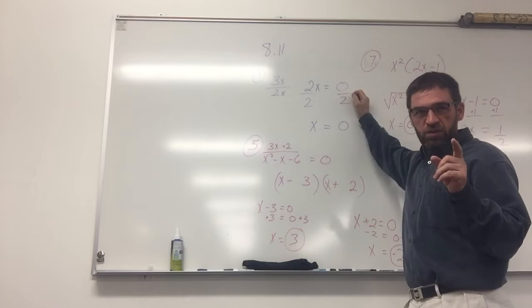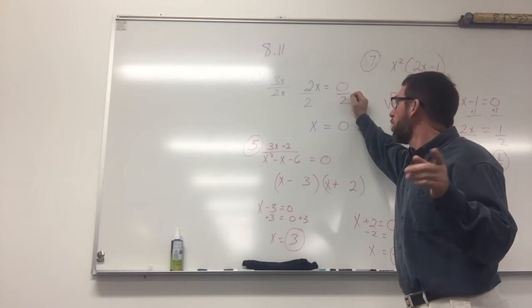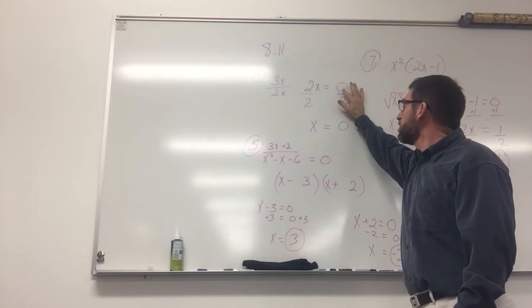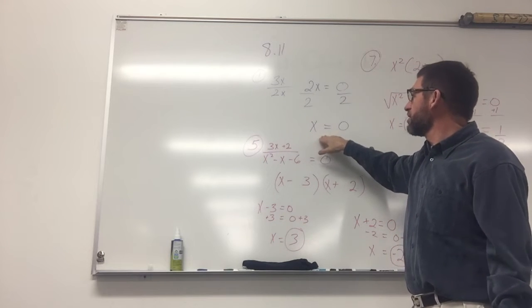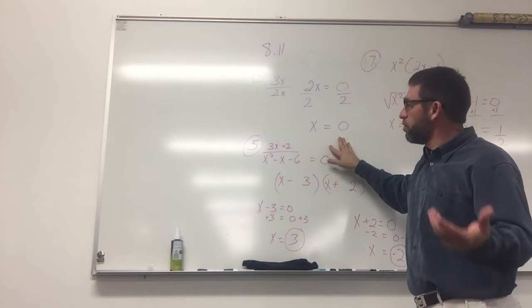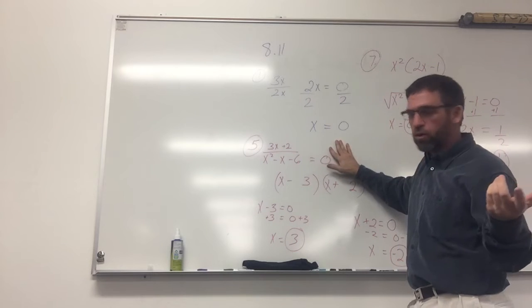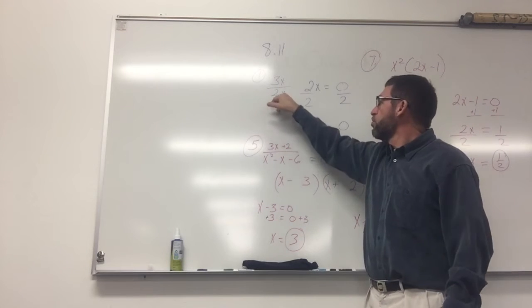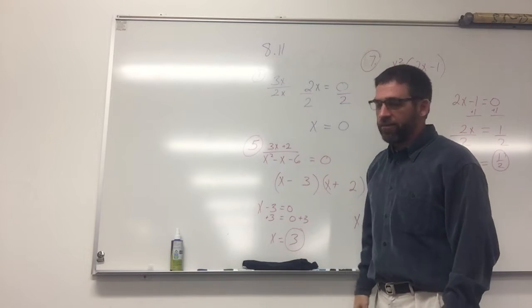Now be careful with this. Sometimes you get caught and you think, oh, that's 2. No, it's not. 2 into 0 is 0. So for your first answer, x equals 0, or the value of x is 0. Now you can check it. I didn't check any. If you look at your examples in the book, it will show you how to check it. You can put 0 in there, 2 times 0. Yeah, you got it.